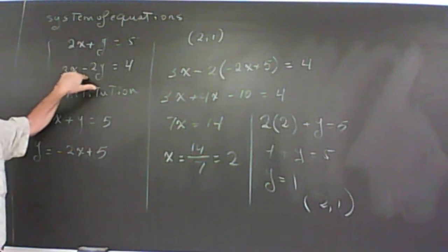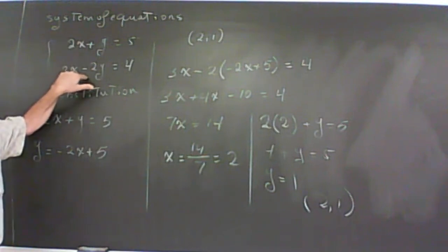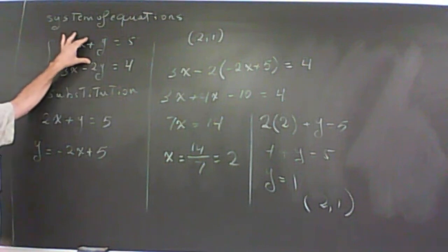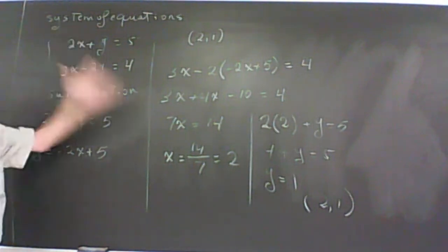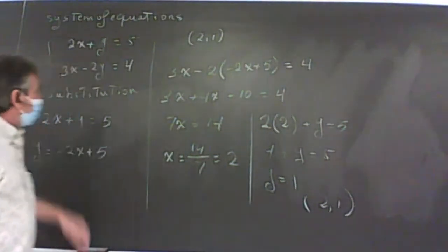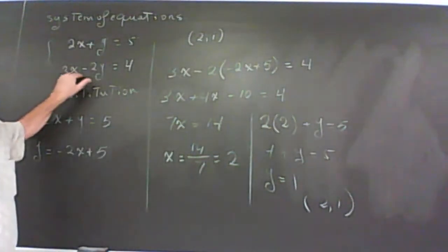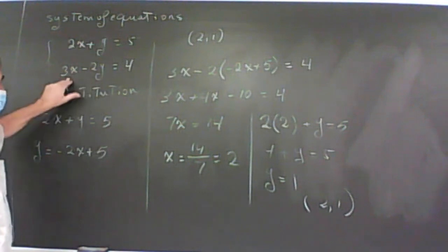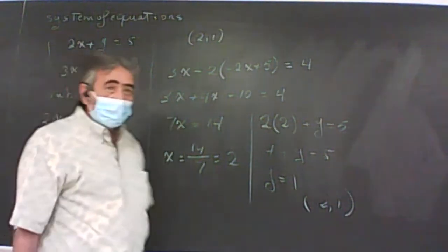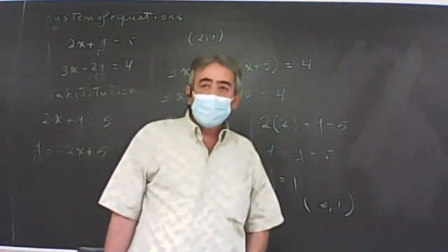I use this equation to check. Because I know if I did it correctly, then equation number 1 should be satisfied, because that's the one I used to solve for y. But this one I didn't use, so I'm going to use this to check as a solution. And if I put 2 for x, 1 for y, I end up with 4. Therefore, the solution is correct.